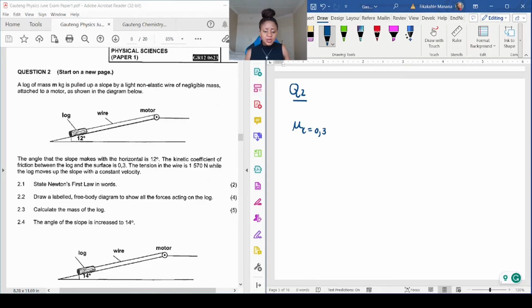Yeah, our theta there is 12 degrees. The tension in the wire is 1,570 Newton while the log moves up the slope with a constant velocity. All right, so the tension force, we have it there, it's 1570 Newton. Constant velocity means that we have zero acceleration. Okay, now 2.1.